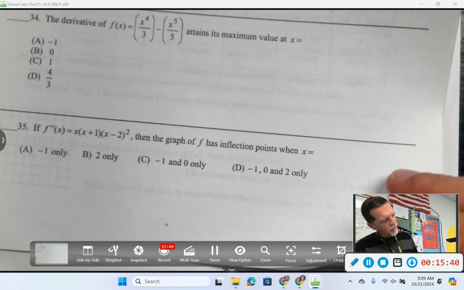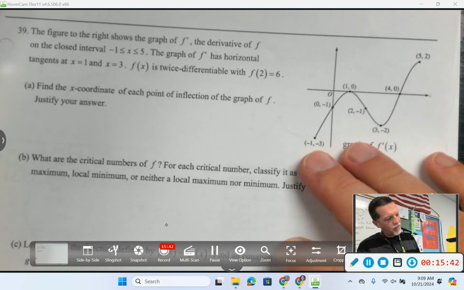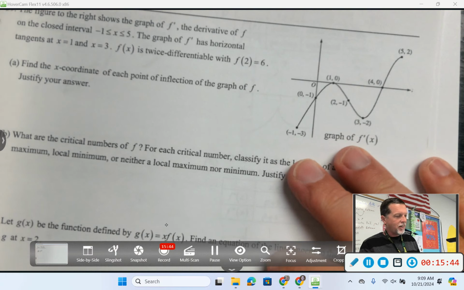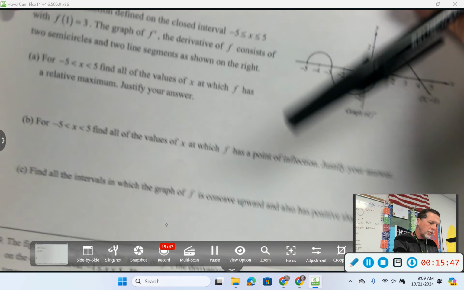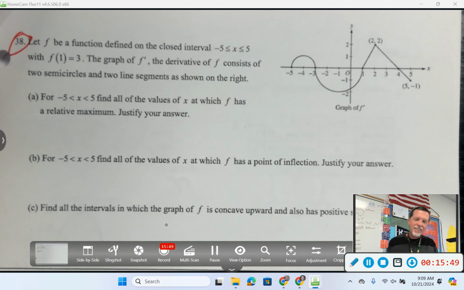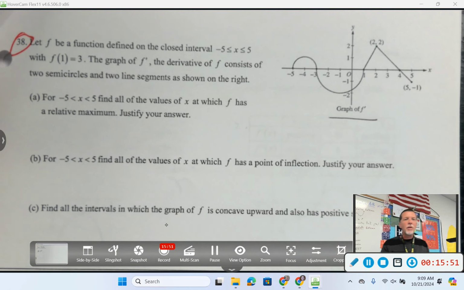Okay, that was the main one I wanted to get to. That covered a lot of stuff right there. The other one I wanted to do was 38. The answer is posted. It's kind of the same thing. Here's the graph of f prime. Let me ask 100 different questions about that.